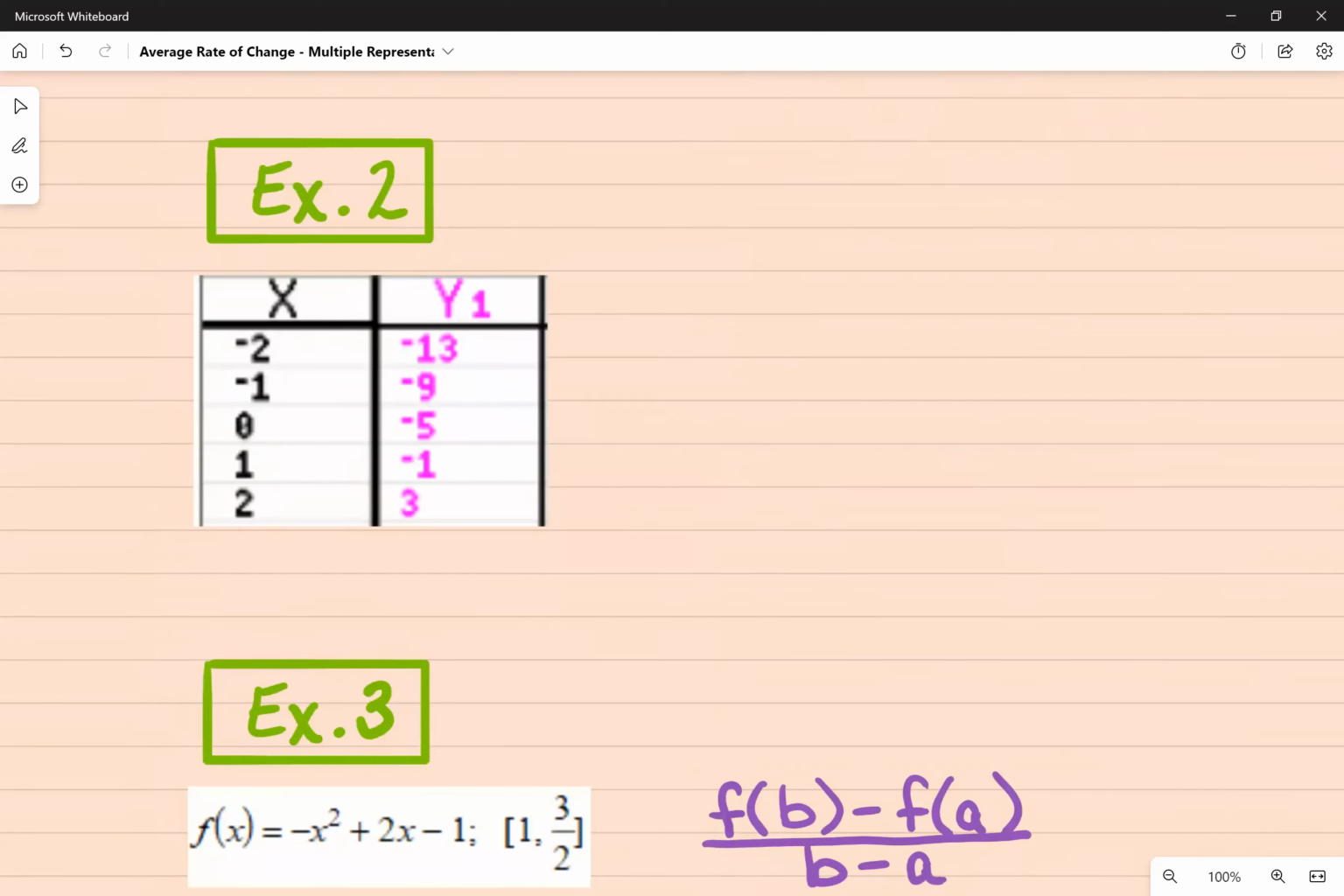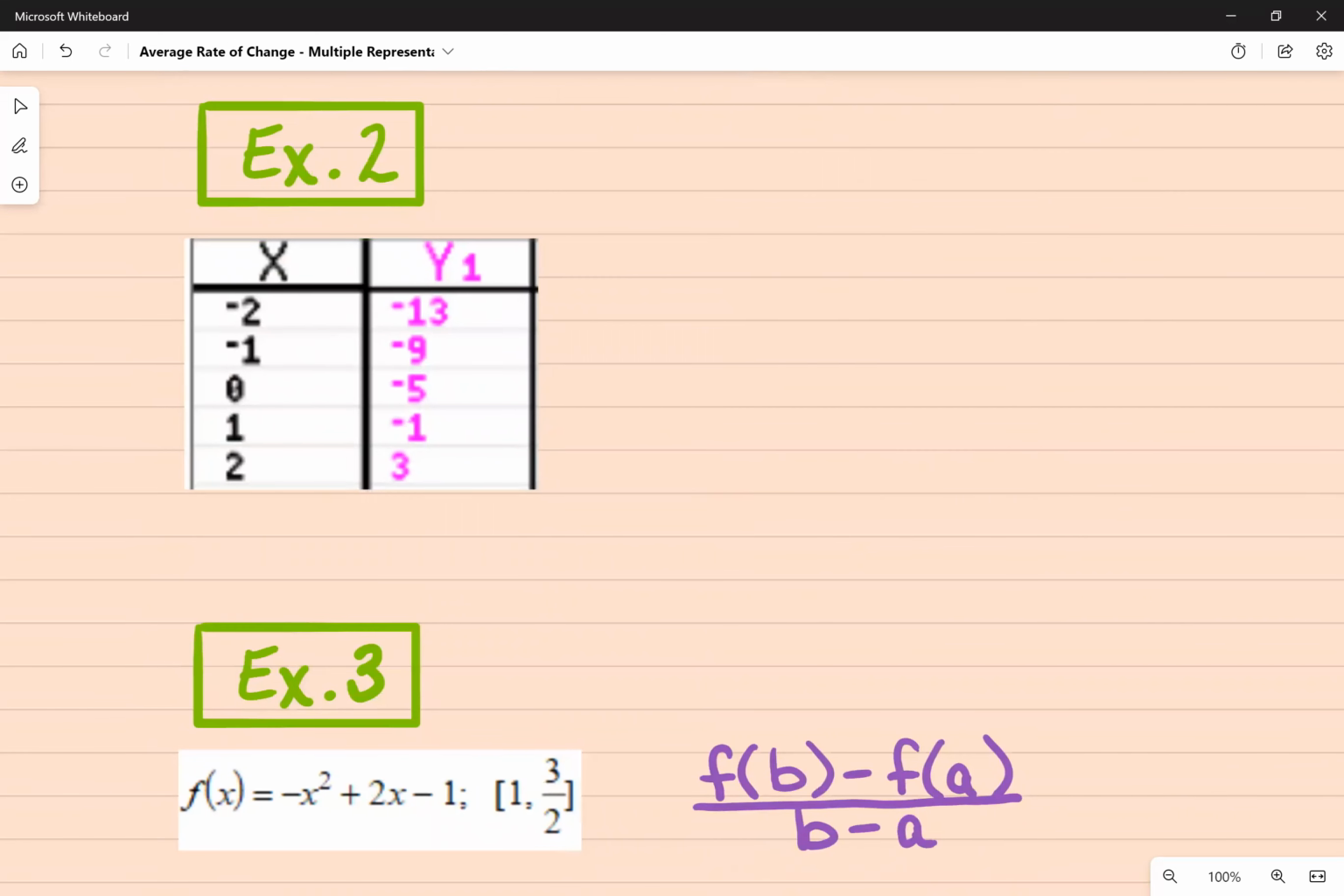I can also see my average rate of change in a table. So I just have to know how it works. I'm looking at both my X columns and my Y columns to see what's the difference between them. If I have first differences that are constant, I know it's going to be a linear graph. If my second differences are constant, then it's going to be a quadratic. What does that mean? What does it take to go from -13 to -9? Well, I had to add 4.